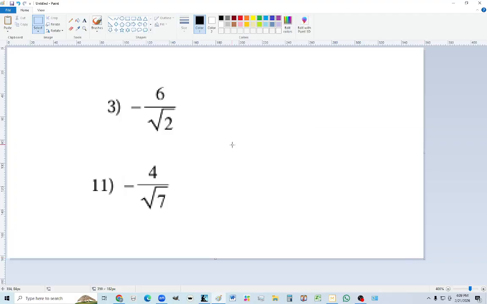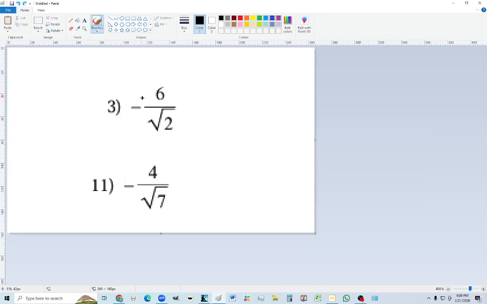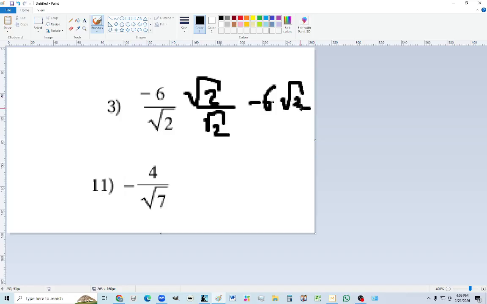So the thing we want to get rid of is the square root of 2. This negative you can just assign to the 6. It's either top or bottom, but the easiest thing to do is just assign it to the top number. We're going to multiply top and bottom by square root of 2. Up top, you get minus 6 times the square root of 2 over 2. But 2 can go into minus 6, so you get minus 3 times square root of 2.